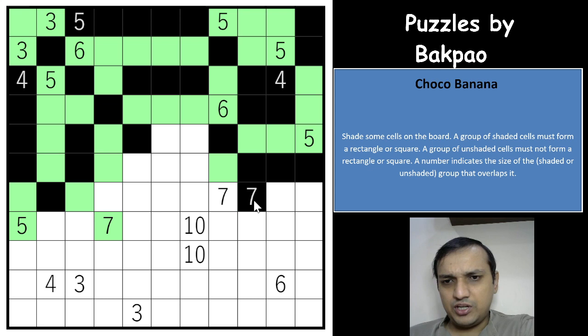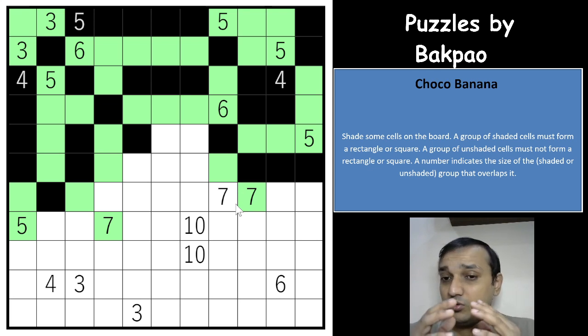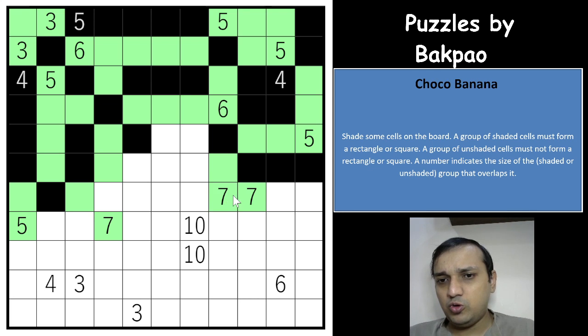Seven cannot be shaded because then you will not form a square or rectangle. This 7, so these two numbers are the same, they are identical numbers, so this logic can or cannot apply here. It can be any way possible. So here either this 7 can be shaded or unshaded, both are possible, right? If it is unshaded, it will mix with this group. If it is shaded, it will go with the other group.